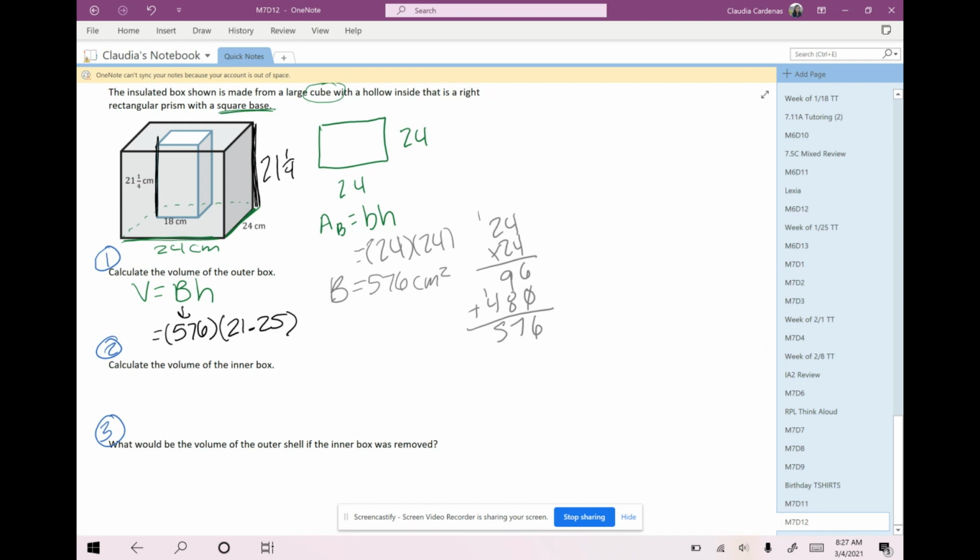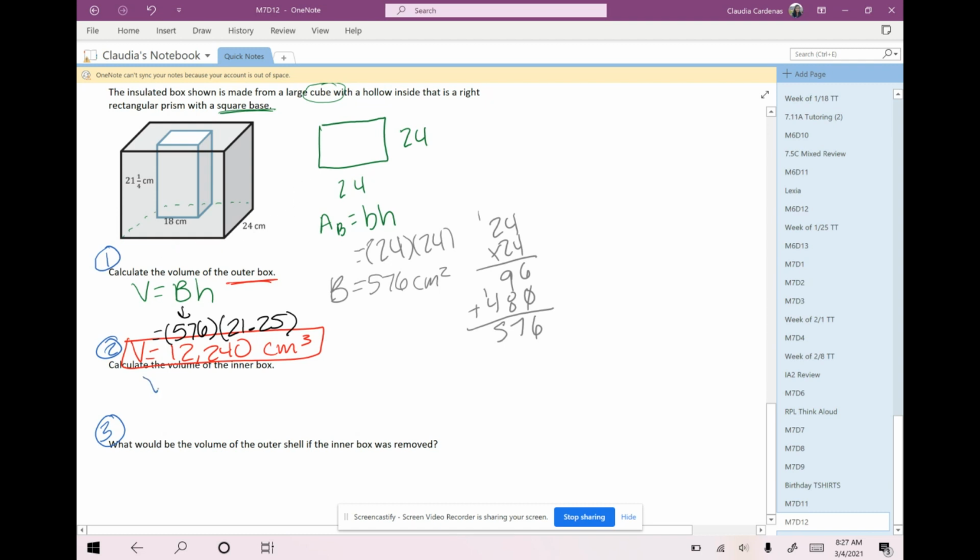Given that it is such a lengthy number, I'm going to go ahead and just use my handy dandy calculator to save some time. So here, let me write this down. The volume is 12,240 cubic centimeters. So that is the volume of the outer box. Okay, now they want us to calculate the volume of the inner box. So now I'm looking at this inner rectangular prism. So let me clean up my picture really quickly.